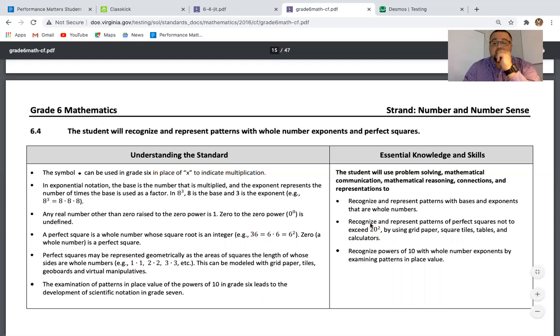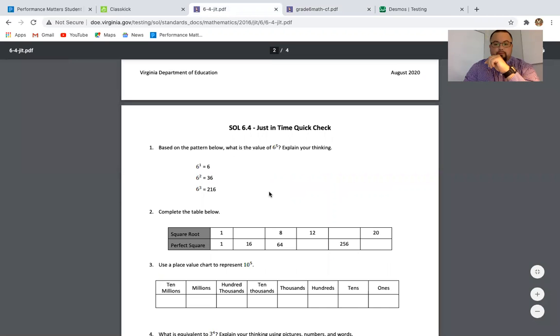Recognize and represent patterns of perfect squares not to exceed 20 squared by using graph paper, square tiles, tables, and calculators. So again, 20 squared. Recognize powers of 10, whole number exponents by examining patterns and place values. So we're going to be talking a lot about perfect squares. What is a perfect square?